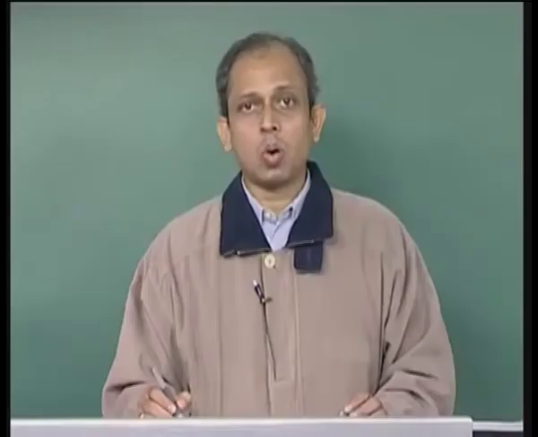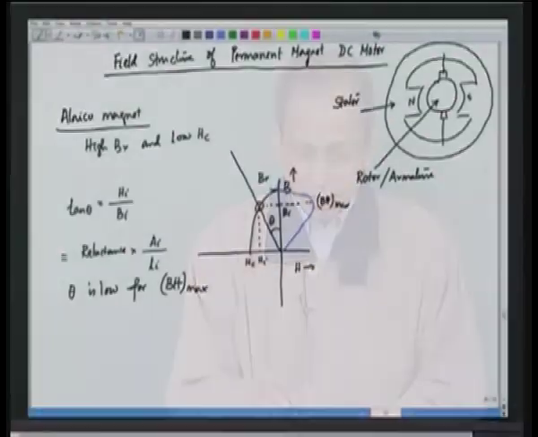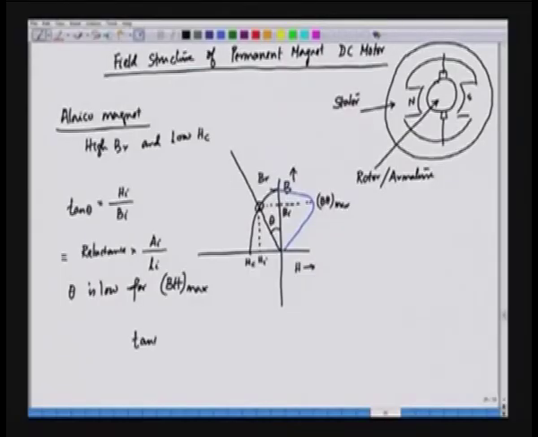Now, if theta is low, what about Ai and Li? Let us see that we have this expression, tan theta is reluctance into Ai by Li. Now, the reluctance of the air gap is a constant parameter. We cannot change this air gap length. Air gap length is almost constant, so we cannot tamper with or change it.